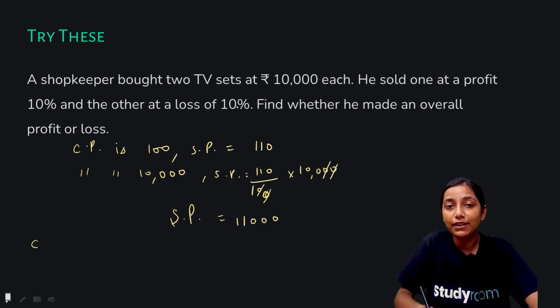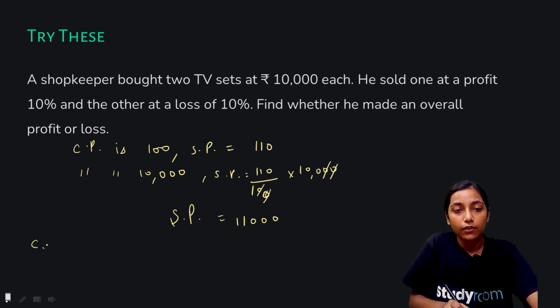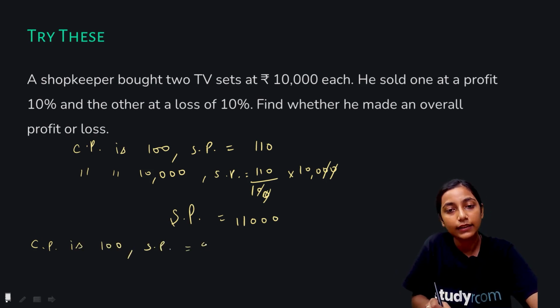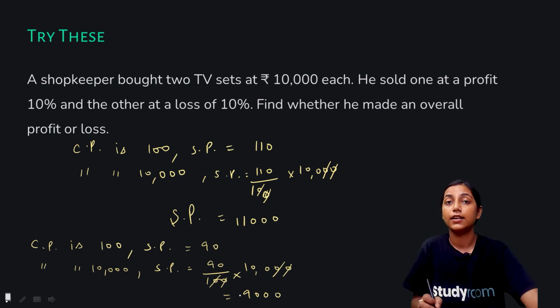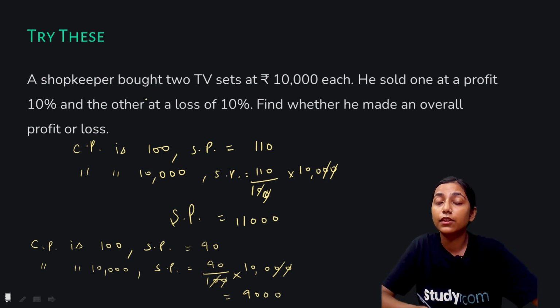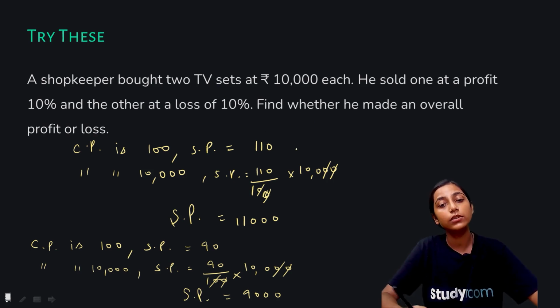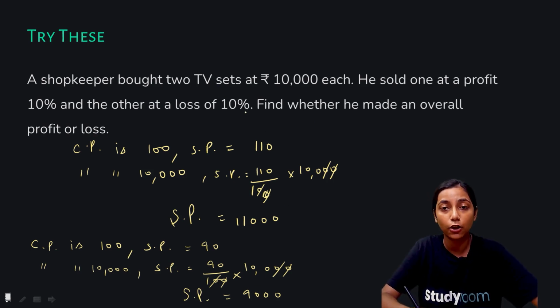Now, in the second case, what are we given? A loss of 10%. That means that if the cost price was 100, selling price will be 90. But when cost price is given to be 10,000, what will be our selling price? It will be 90 divided by 100 into 10,000, and you're getting 9,000 rupees. So in the second case, the selling price for the second set is 9,000 rupees. He bought it for 10,000, he sold it for 9,000. He was having a 10% loss at this time.